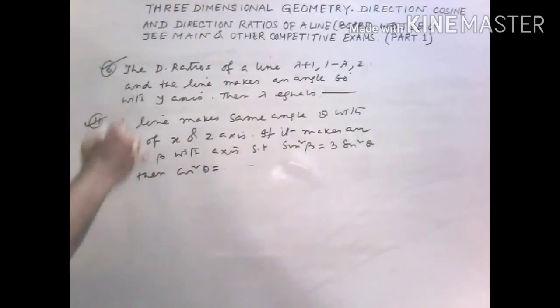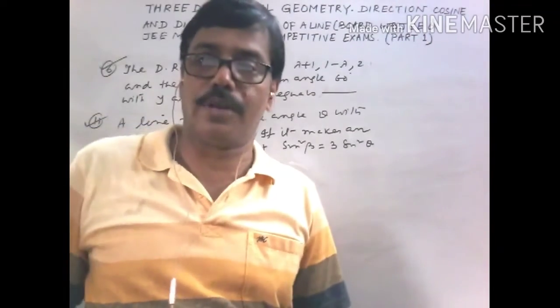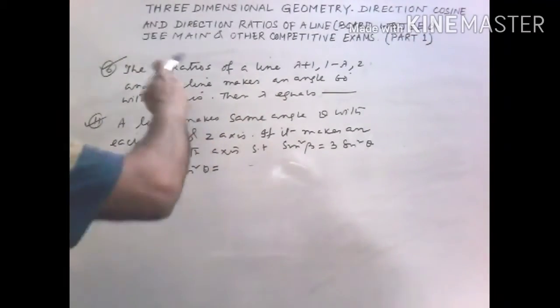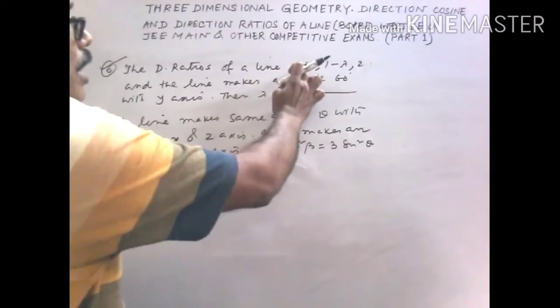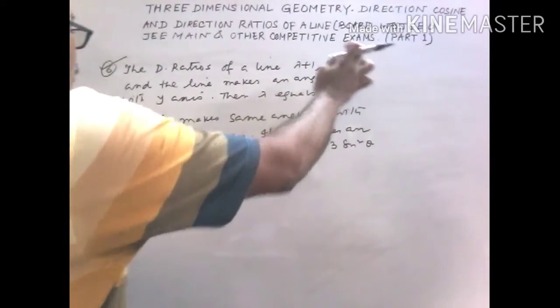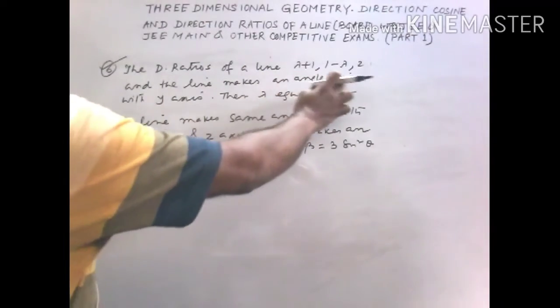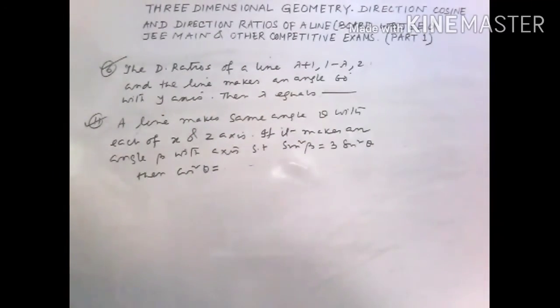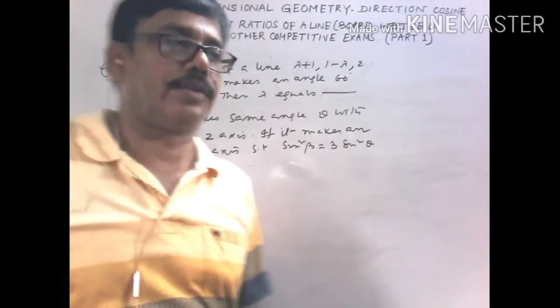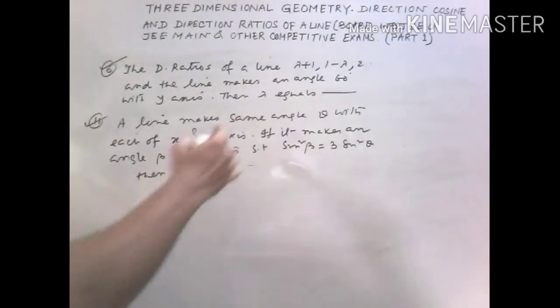Now problem number 6 and 11. So they are of same type. Look, all are same type. The D ratios of a line are lambda plus 1, 1 minus lambda, 2, and the line makes an angle 60 degree with y axis. Then lambda equals what? So D ratios are given.